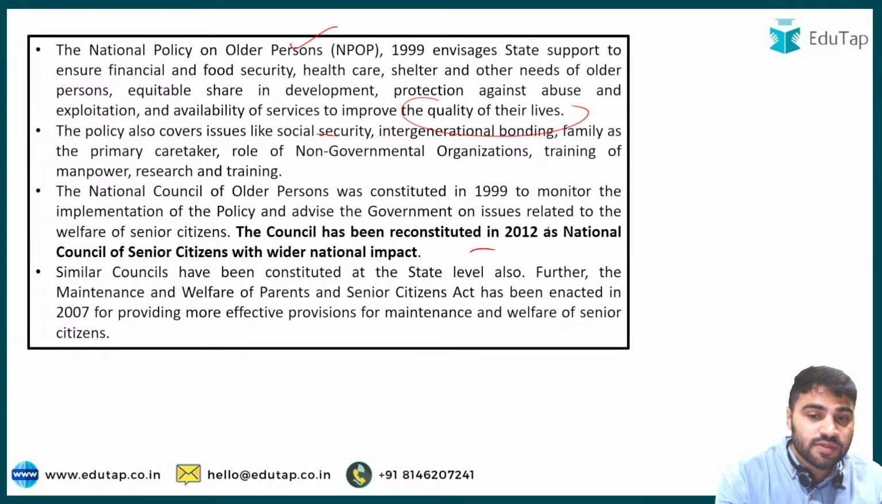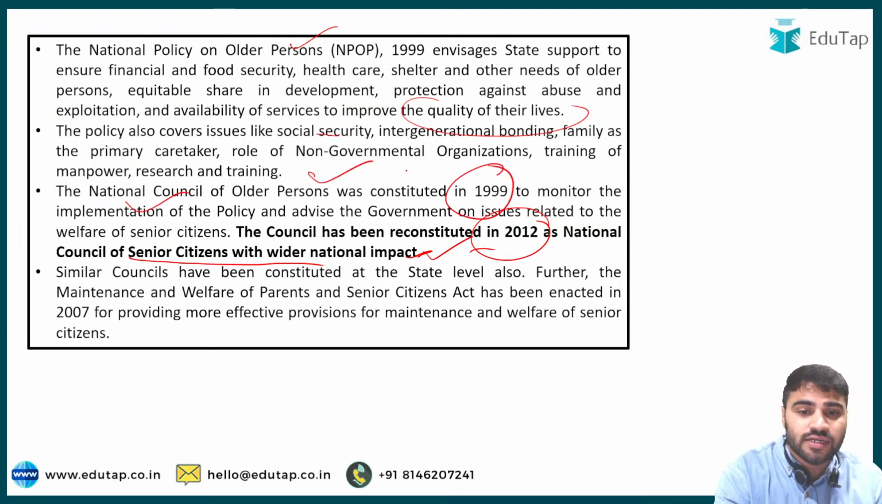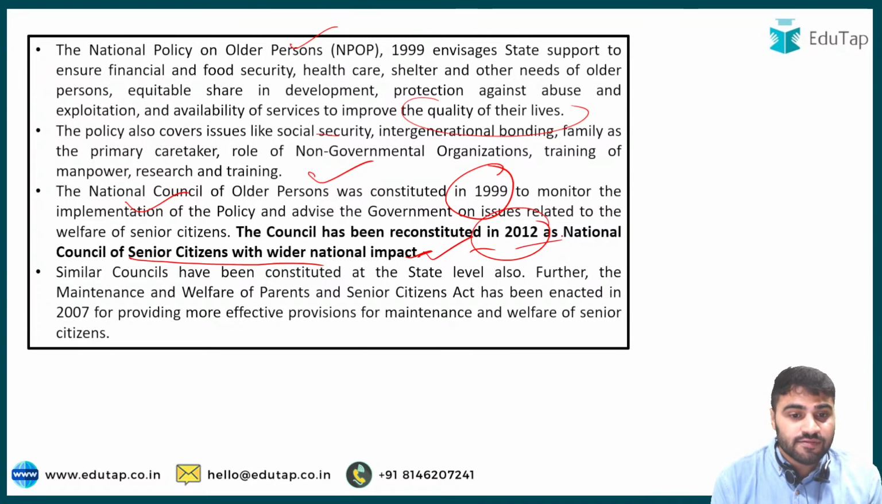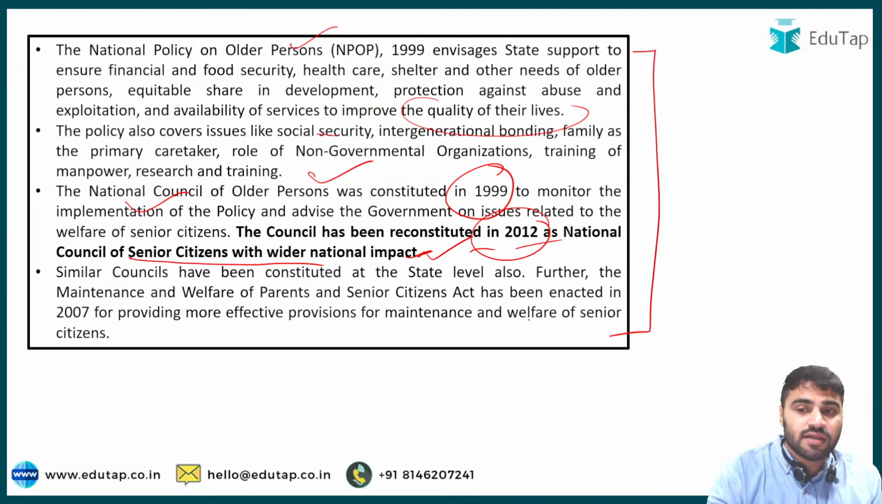So the council has been reconstituted in 2012 as the National Council of Senior Citizens with wider national impact. Earlier the National Council of Older Persons was constituted in 1999 and it has been reconstituted in 2012 as the National Council of Senior Citizens with wider national impact, right? So you can read about the national policy on older persons in this explanation.